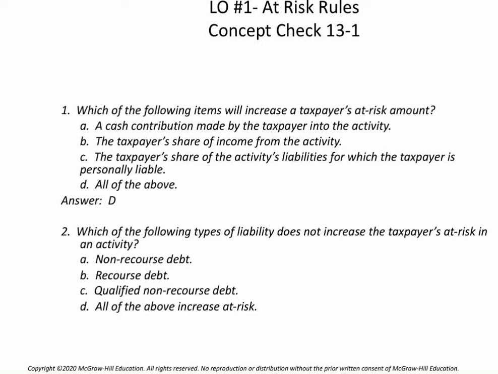And which of the following types of liability does not increase the taxpayer's at risk in an activity? So we've got our non-recourse debt, and qualified non-recourse debt. Recourse debt, we're stepping into that exposure by making ourselves personally liable. And qualified non-recourse debt, our property is essentially doing the same thing, to where the real property is going to be subject to that lien. So non-recourse debt is the only one that the venture may be liable for, but we have no liability either indirectly through property or directly through personal liability. So the answer here is going to be A, the non-recourse debt.